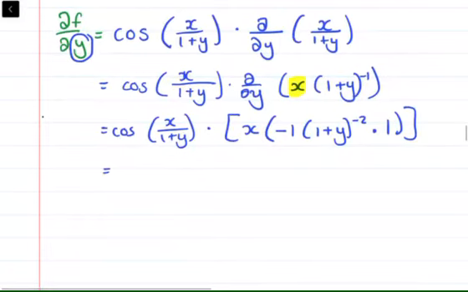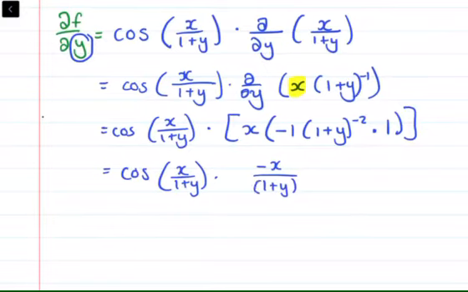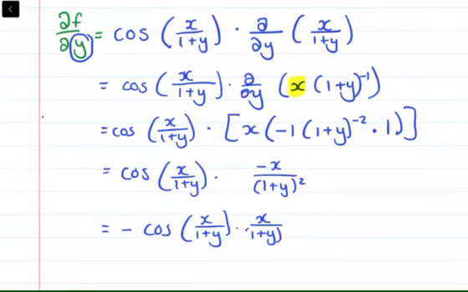Okay. So then this is cos of x over 1 plus y times, this becomes minus x over 1 plus y, all of it squared. Okay. So just to simplify further, perhaps we can write this as minus cos of x over 1 plus y times x over 1 plus y, all of it squared. So that is how we find the derivative. Now let us continue doing what we have done in the past.